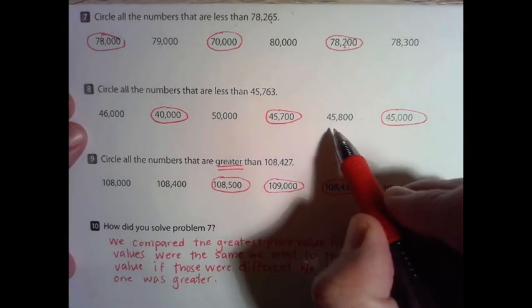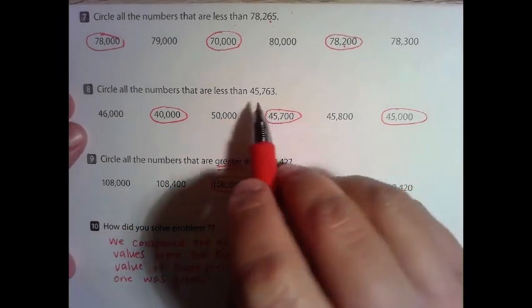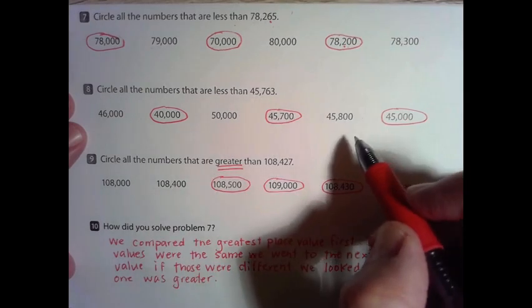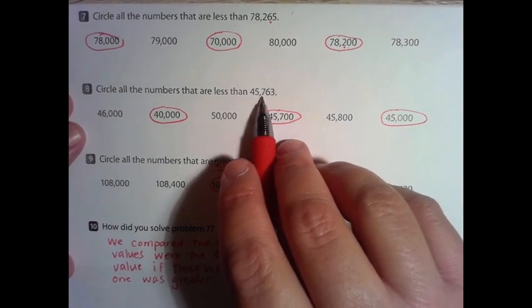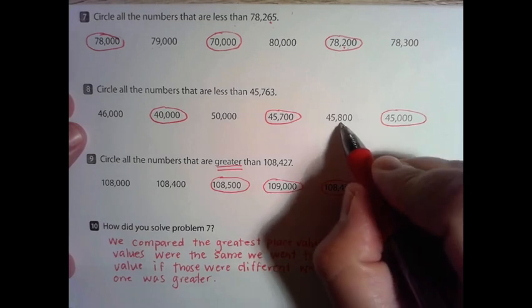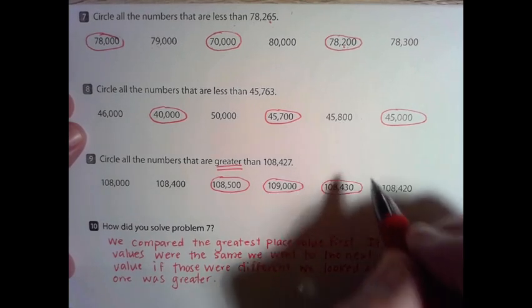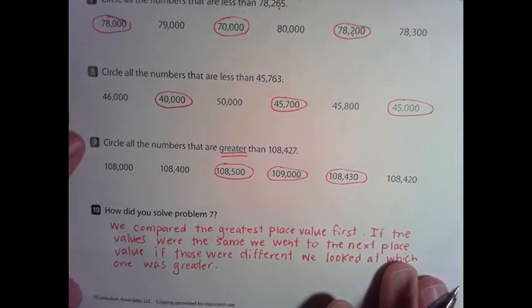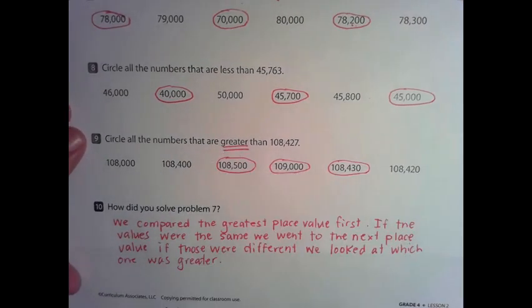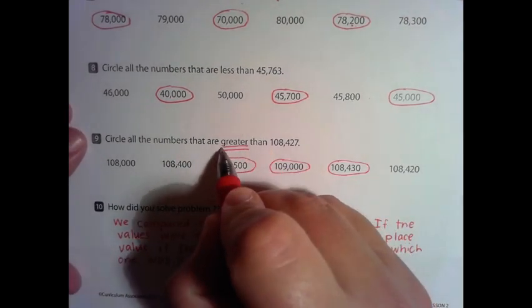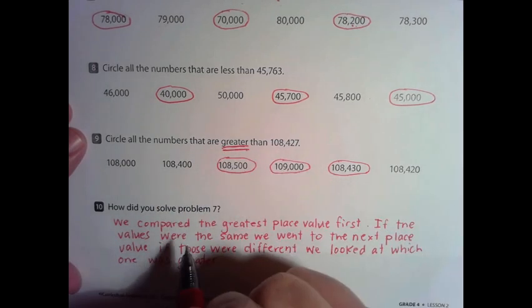And then for this one, we had 45,000 here, 45,000 here. But then we went to our hundreds. We only had 700s here. And this one is 800, which is greater. Okay, so that's why we didn't circle it. Now, number 9, they were asking for greater. So hopefully we were paying attention and circled the greater ones, not the least ones.